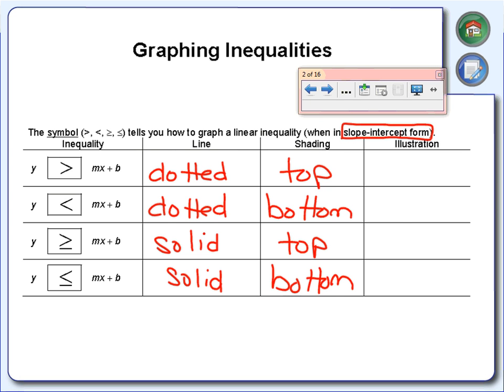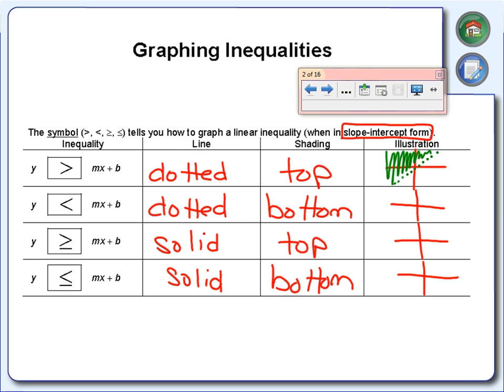Now, over there on the far right column, they want us to illustrate what this would look like. So we're going to give a real quick example. Here's some graph paper. We're just going to graph an example of each one of these, what it would look like. So this first one here says that it's a dotted line. So here's my dotted line. It also says that we would be shading to the top of that line. So shading to the top would be something like this right here. So this is an example of inequality using the greater than symbol.